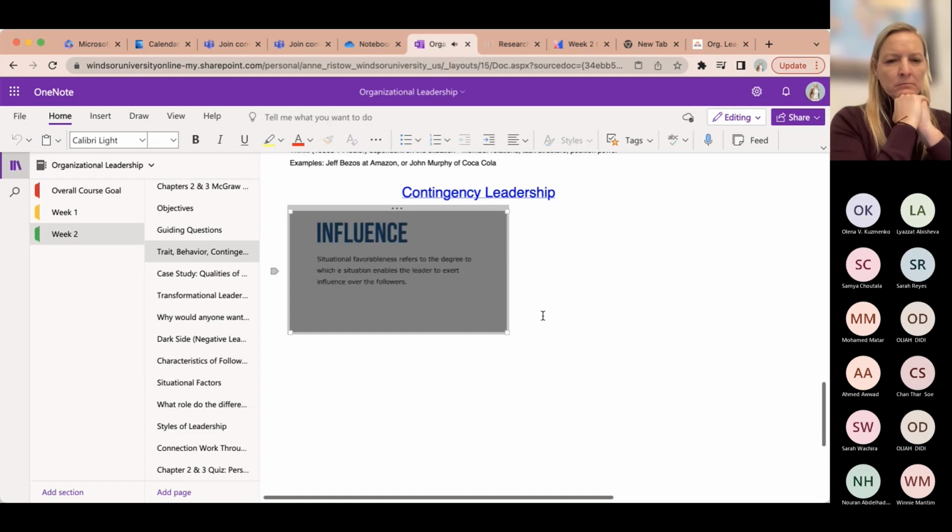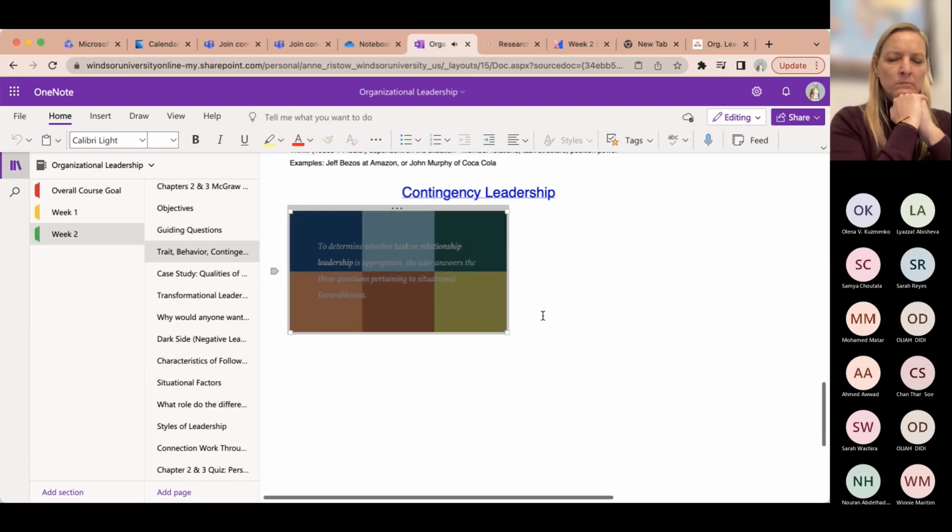Situational favorableness refers to the degree to which the situation enables the leader to exert influence over followers. The more favorable the situation, the more power the leader has. There are three variables in order of importance. Leader-member relations. Is the relationship good or poor? The better the relations, the more favorable the situation. Task structure. Is the task structured or unstructured? The more structured the jobs are, the more favorable the situation. And position power. Is position power strong or weak? The more power, the more favorable the situation.